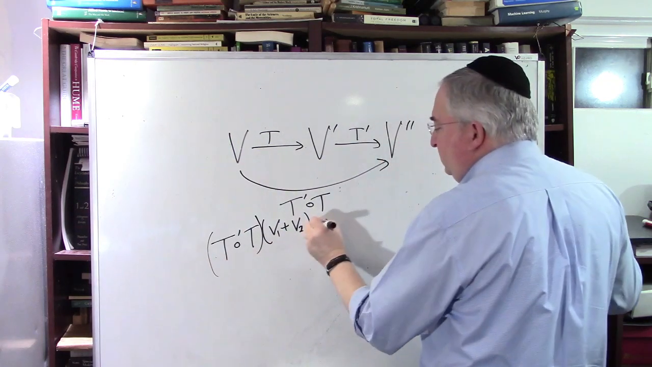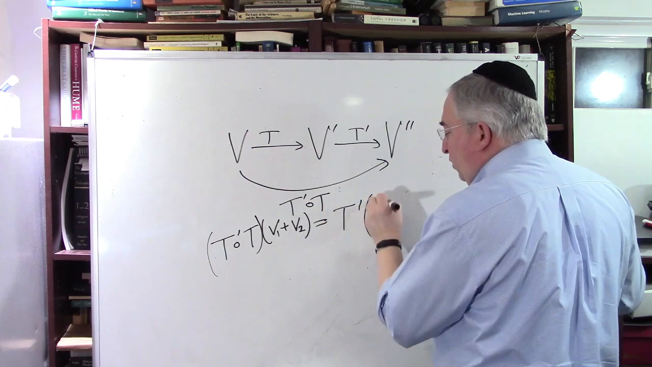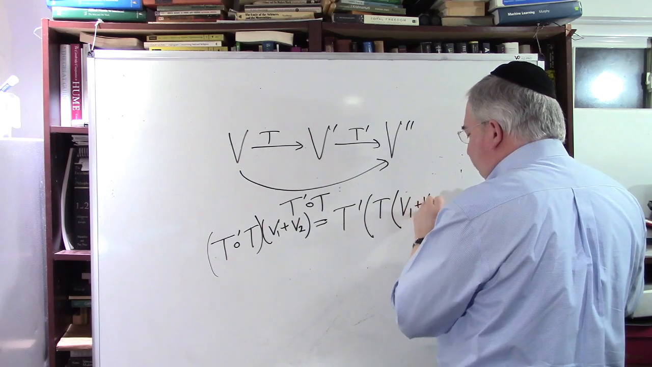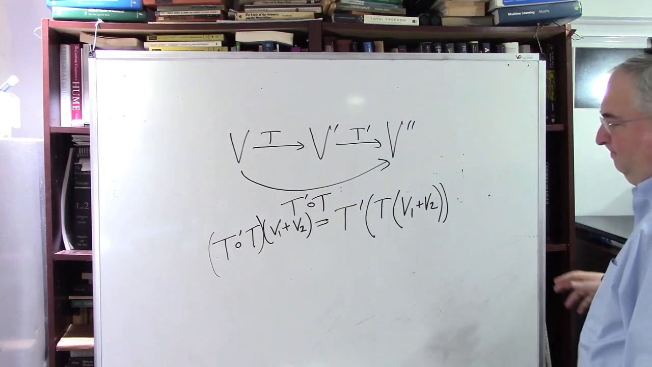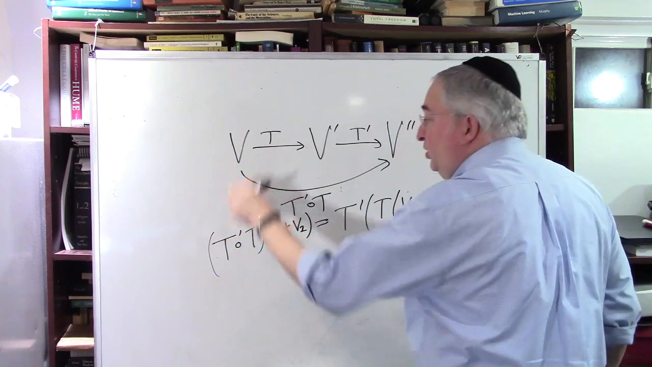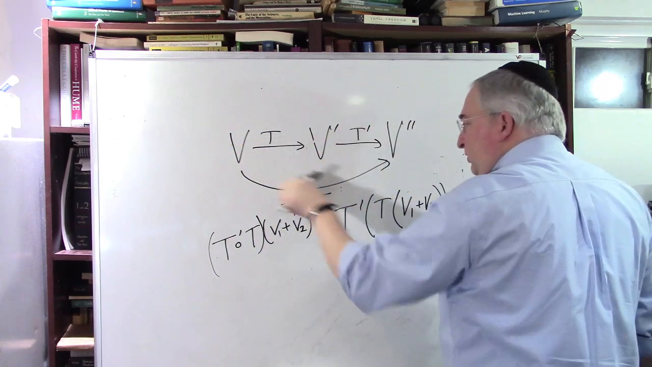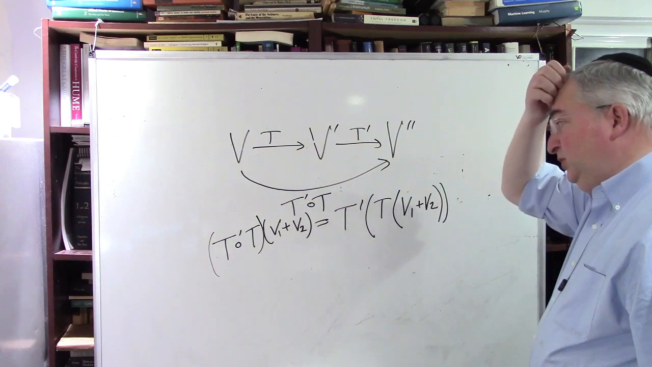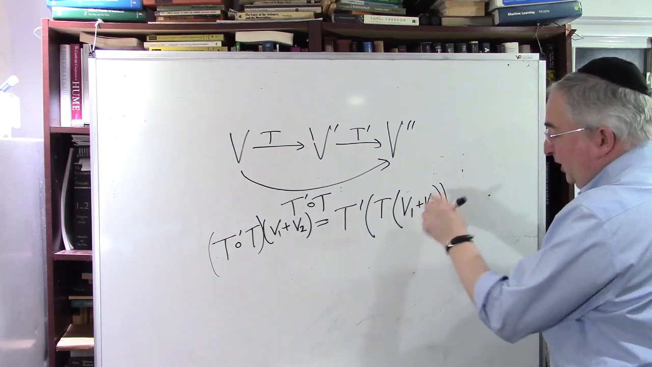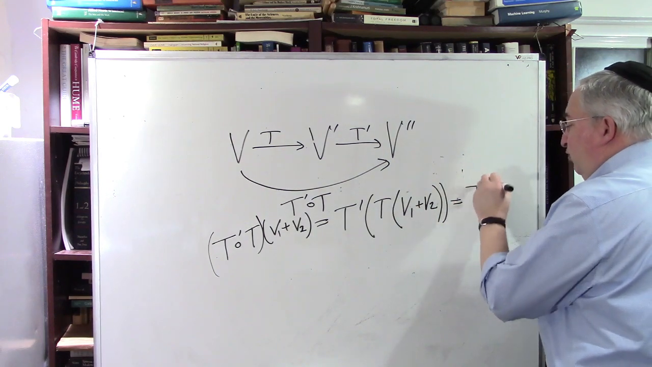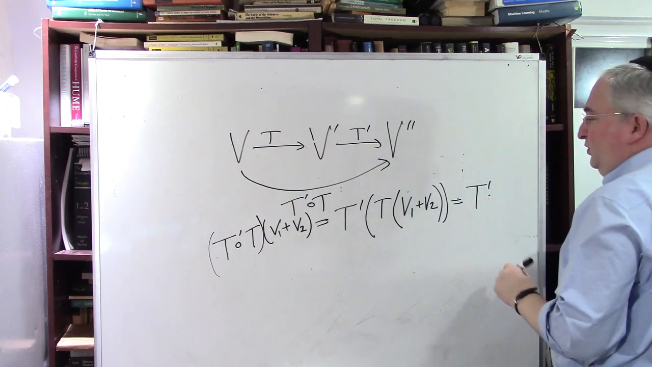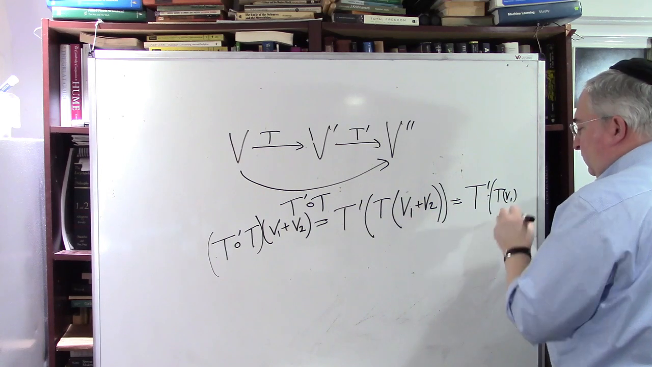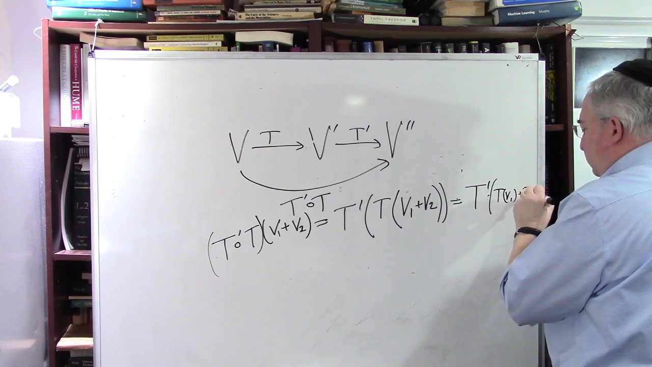Well, what's this equal to? Well, it's equal to T prime composed T composed v1 plus v2. Okay, good. That's the definition of composition. This composed with this is that. Okay, great. Now, what do we know about T? T is assumed to be a linear transformation, so it's going to respect that. So what do we get? We get T prime, we're working from the inside of the parentheses first, T prime of T of v1 plus T of v2.